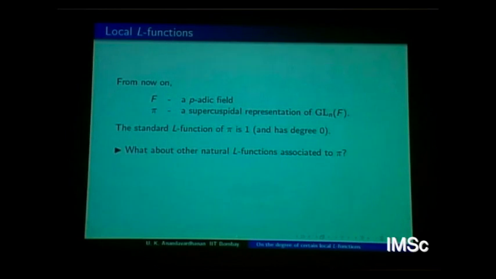So there are many other natural L-functions associated to π, and that's what we want to focus on. So π is supercuspidal, and there are some other natural L-functions associated to π, and what can one say about the degree? So what are some of these natural L-functions that we can consider? One is the so-called Rankin-Selberg L-function, which has already appeared in many talks in this conference, and another is a closely related L-function called the Asai L-function. And another one is the symmetric square L-function, and one more maybe the exterior square L-function. So we will focus on these.